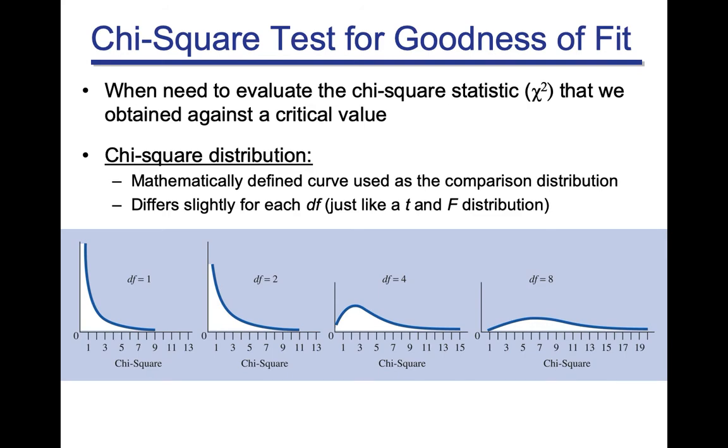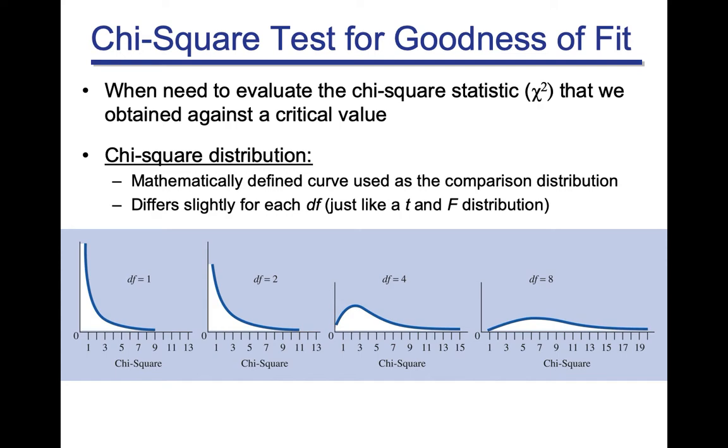Okay. So what we need to do is say, how big can that chi-square statistic get before we're going to reject the null? And much like statistics that we've learned so far in this course, there is a sampling distribution for the chi-squared statistic, and this is a chi-square distribution. This is a mathematically defined curve that we're going to use as a comparison distribution. Just like a T and an F distribution, the shape of the sampling distribution will depend on degrees of freedom. And I'll tell you how to calculate degrees of freedom.